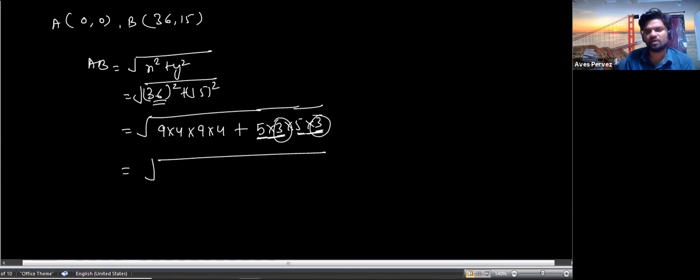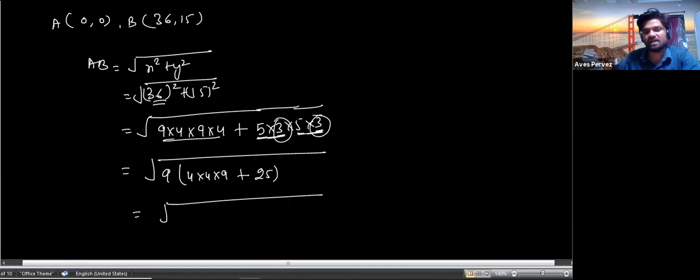So if I take the 9 as common in both, I will get here 9 bracket, then 4 into 4 plus 5 into 5, that is 25, because the 3 into 3 has gone. For easy calculation, I am doing this. This was 9 into 16, and we know that 16 nines are 144. So plus 25. Adding these two, what will we get? We will get 169 here.